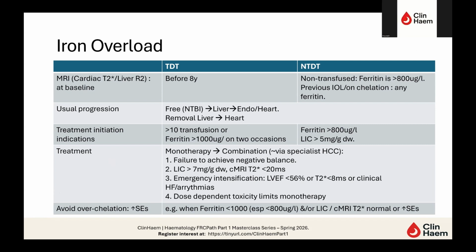So liver iron concentration, if it goes more than 7 milligram per gram dry weight, or MRI T2 score less than 20%, or there's a reason for emergency intensification, which is low LV ejection fraction. As you can see, 56 is not a bad number, but for them it is, or if the T2 star is less than 8 milliseconds or clinical arrhythmias are present.